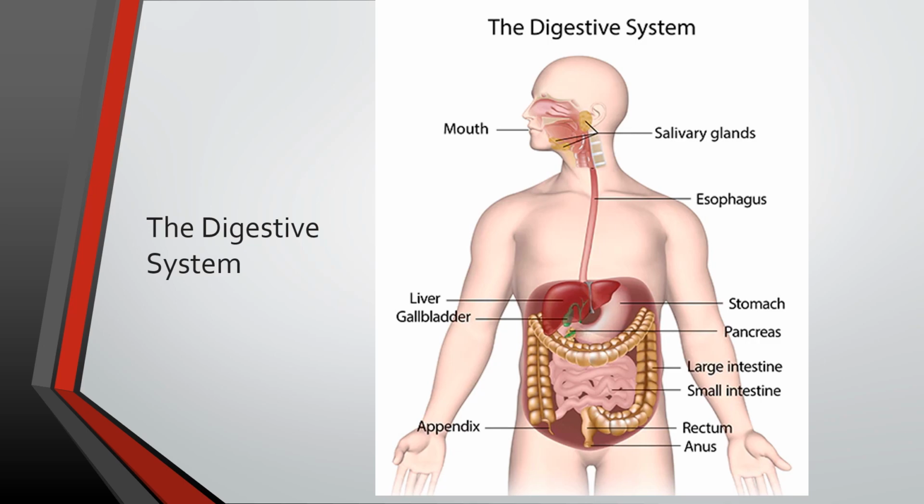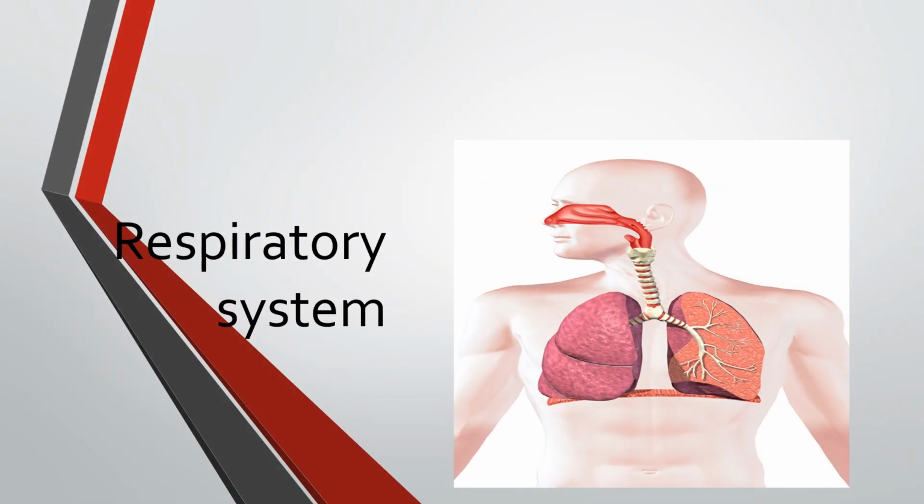Now let's come to the next system, which is our respiratory system. As it is not labeled, I will tell you with this pointer. This area is known as the windpipe. Everyone knows these are our lungs. From here, a dotted line is called ribs. And this area is our bronchus. Its plural is bronchi.